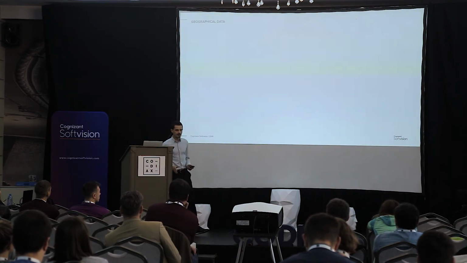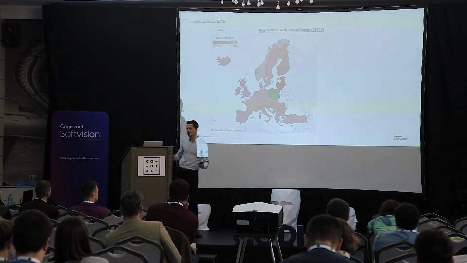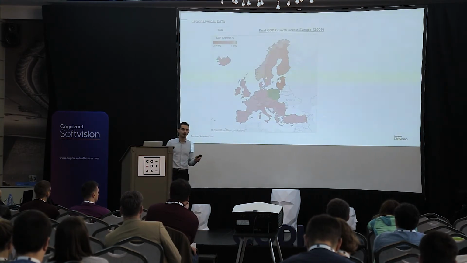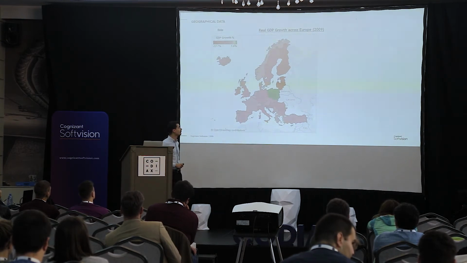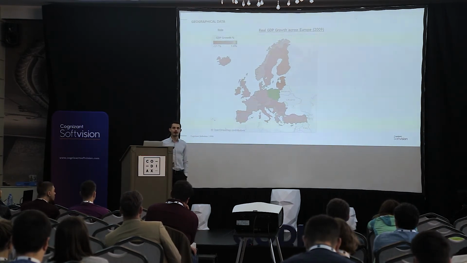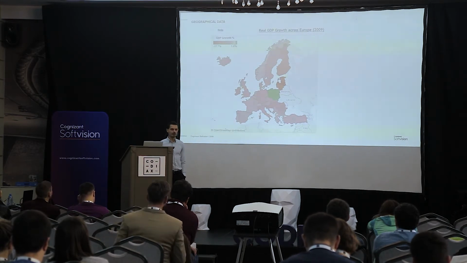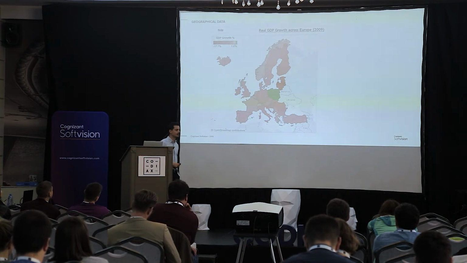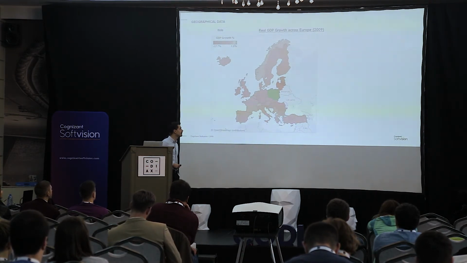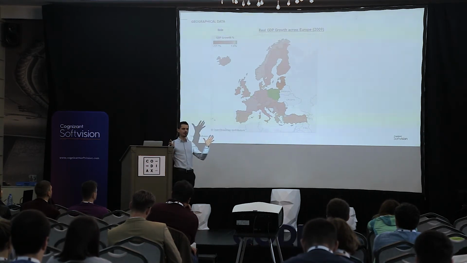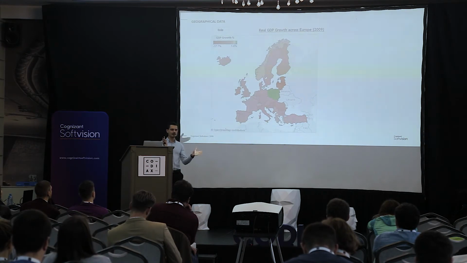Geographical data, this is pretty simple. You want to show a metric over countries, let's say, or cities, or continents, or whatever. For example, here I can see the GDP growth in 2009, where, again, there was the financial crisis, so most of the countries are with red. They decreased their GDP. Really useful to see the entire picture and maybe see which countries better or worse.